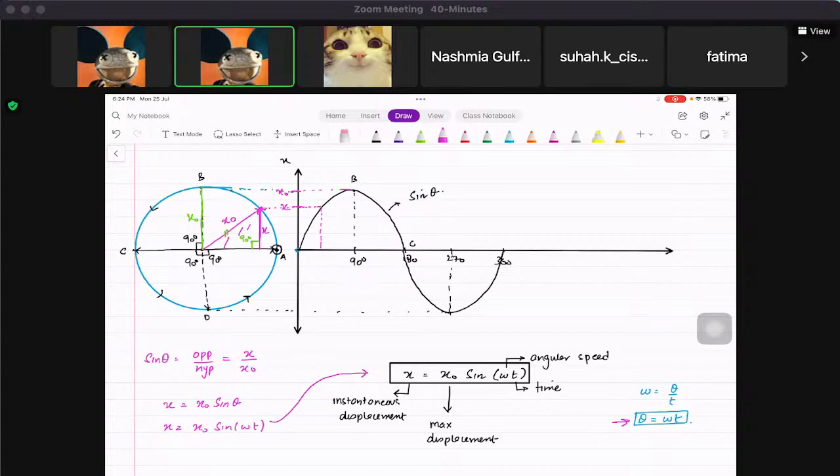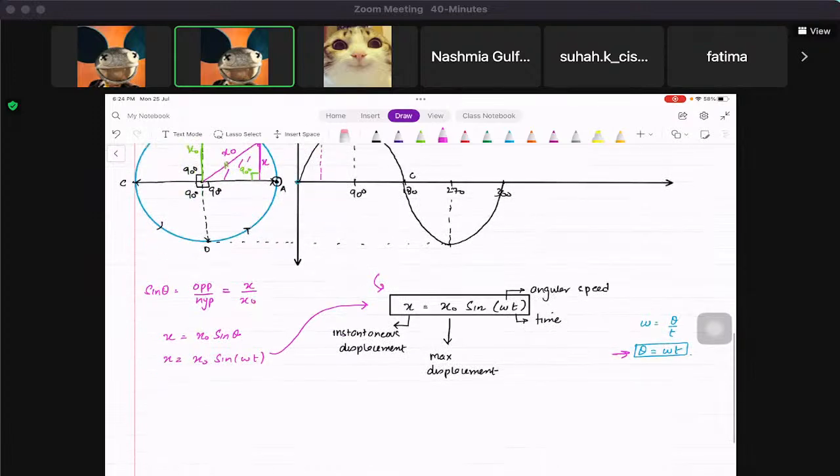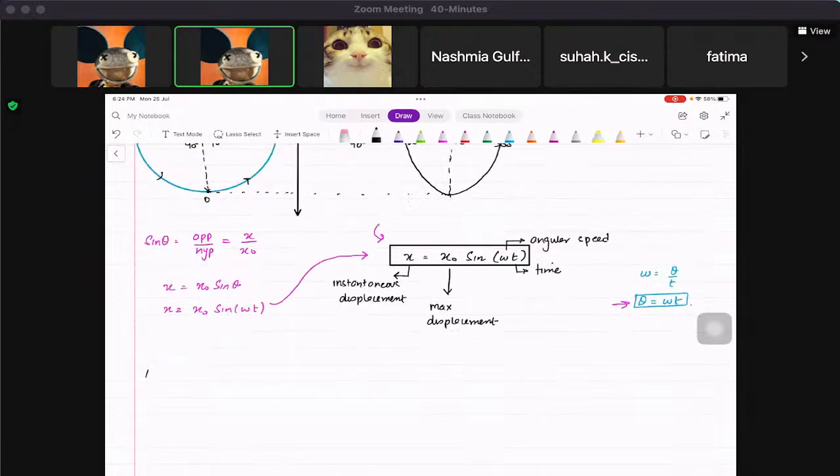Now you do not need to worry about this because they will always give you this equation, but you need to learn how to convert it. That we're going to learn today. Now let's check it out. So I'm going to give you an example here. Example.